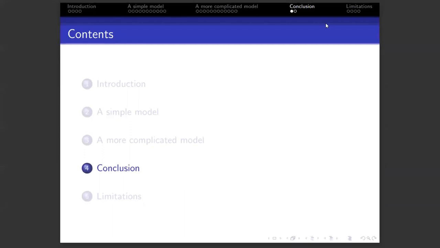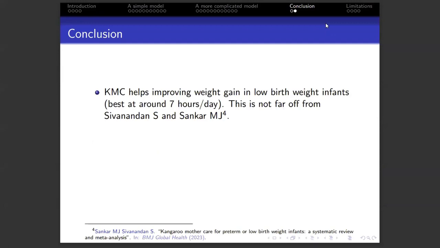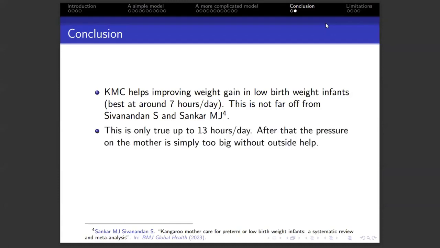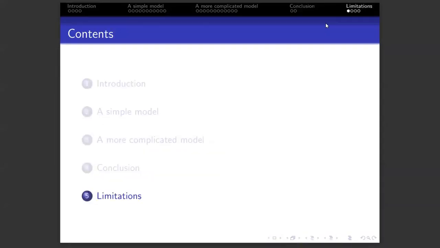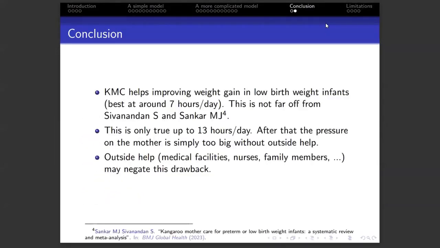So after two models, what can we conclude? Well, we can conclude that the longer the KMC duration, the better it is for weight gain. It is best at around 7 hours per day. This is not far off from the recommended duration of 8 hours. However, our model suggests that this is true only up to 13 hours a day. After that, it is no longer beneficial because the pressure on the mother is simply too big without outside help. But this also indicates that with competent outside help, this drawback can be negligible, as we can see from the data, therefore turning KMC into a powerful way to take care of an infant.